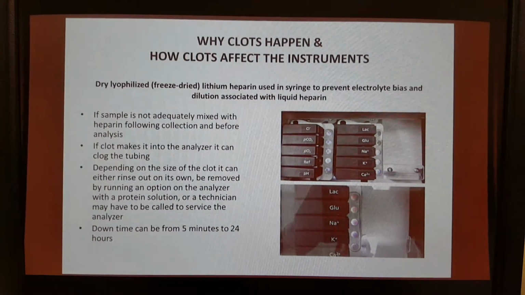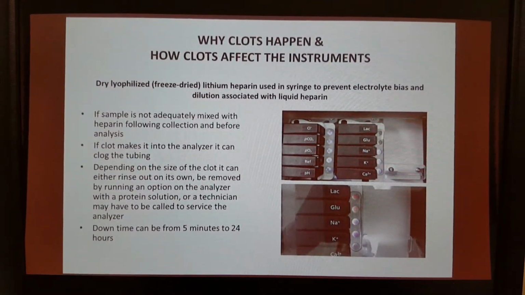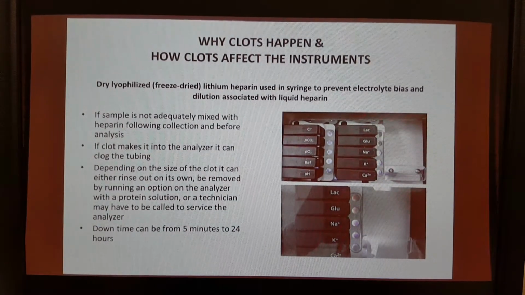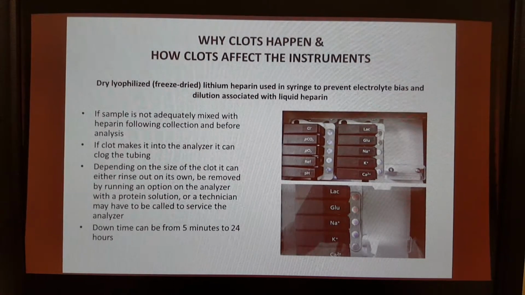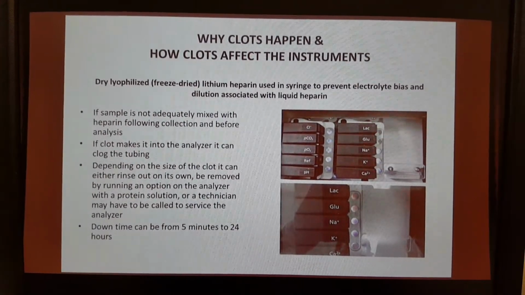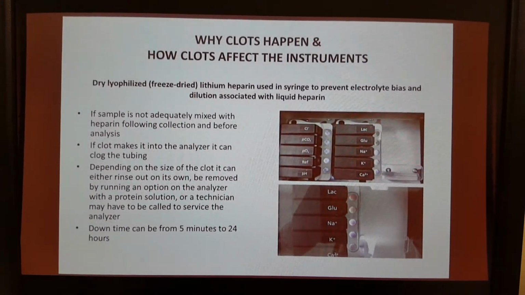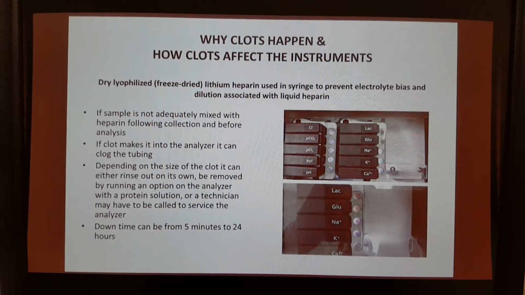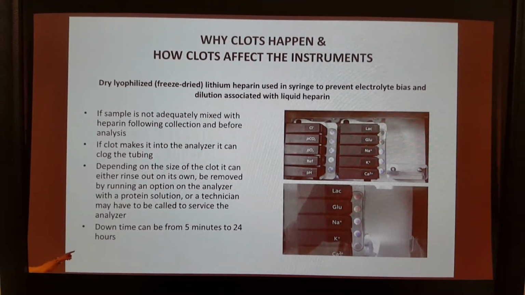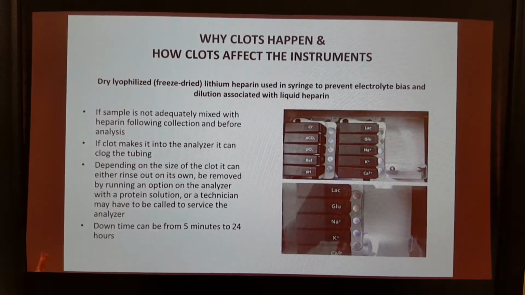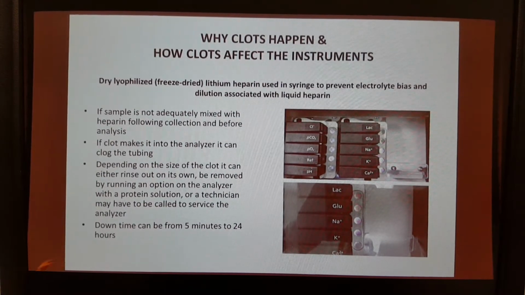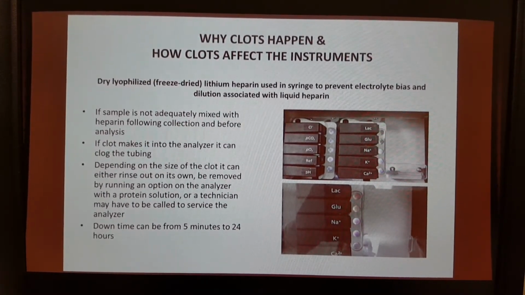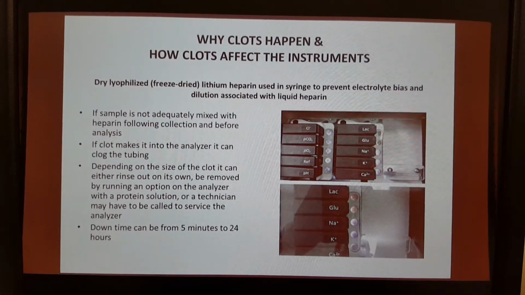Clots happen when the heparin that's in the syringes doesn't get moved through the blood properly. The syringes contain a block of freeze-dried lithium heparin, and that prevents electrolyte bias in the results, and it also prevents dilution that's associated with liquid heparin. If the sample is not adequately mixed right after it's collected and before it's analyzed, it will clot. And this picture is of the inside of our analyzers. There's very small tubing that goes through these membranes, and so the clot can easily get trapped in there and prevent the result from being obtained, and it can also shut the machine down.